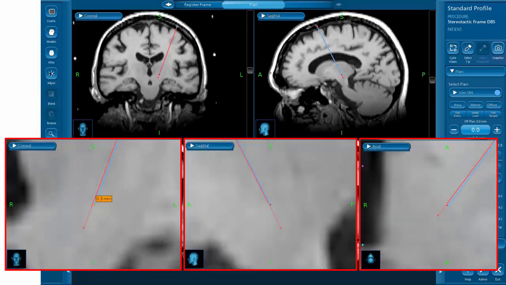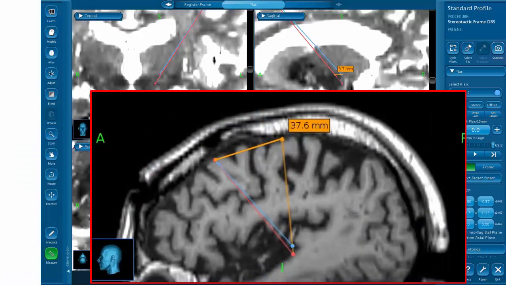Here we have one such case where the trajectory for the VIM in blue is coinciding with the trajectory for the PSA in red. And as I said, in 10% of the patients the trajectories will not be coinciding as in this example, and it will be impossible or at least inadvisable to adapt the trajectory so that both targets are included.